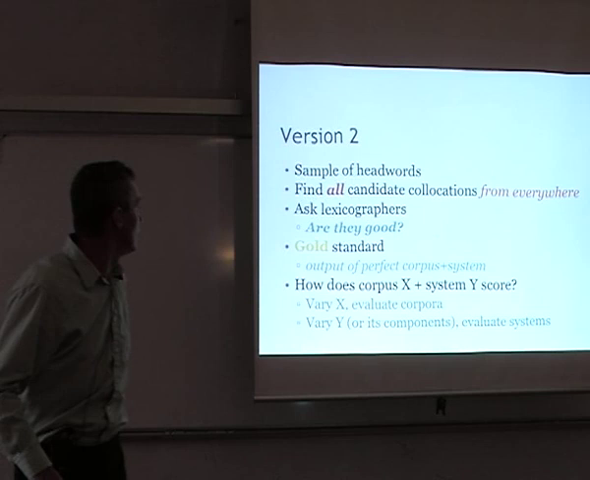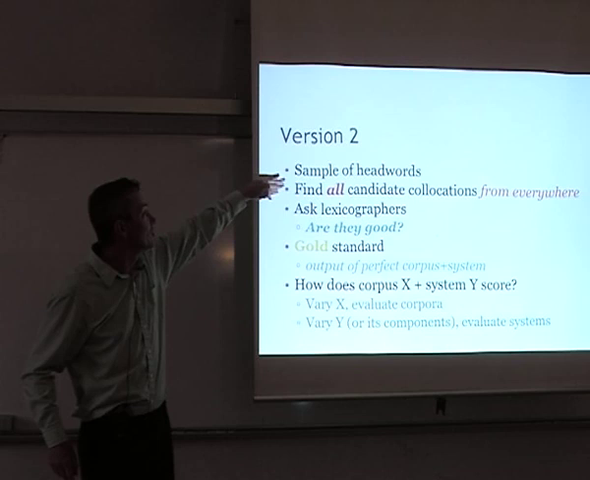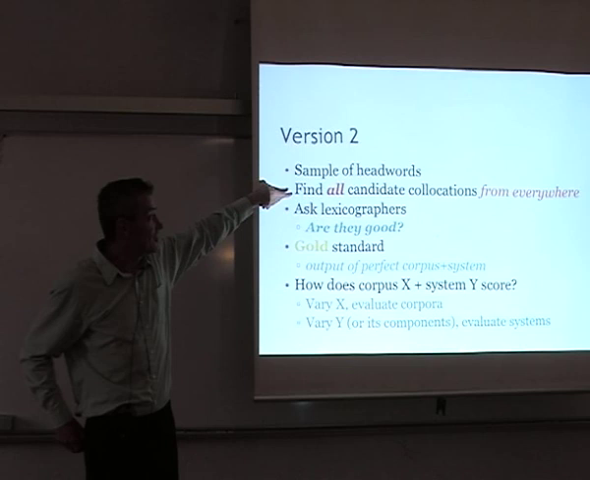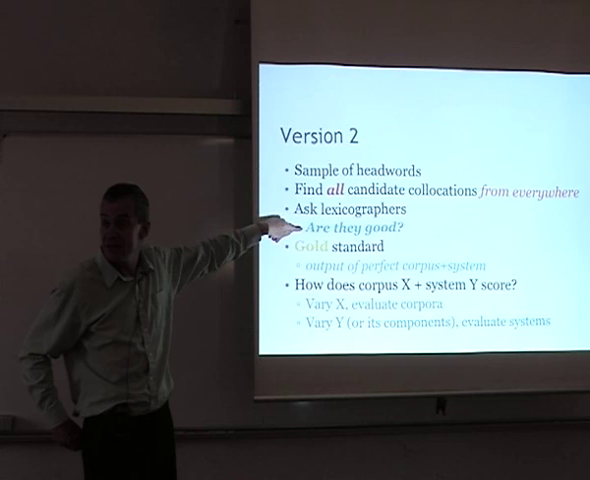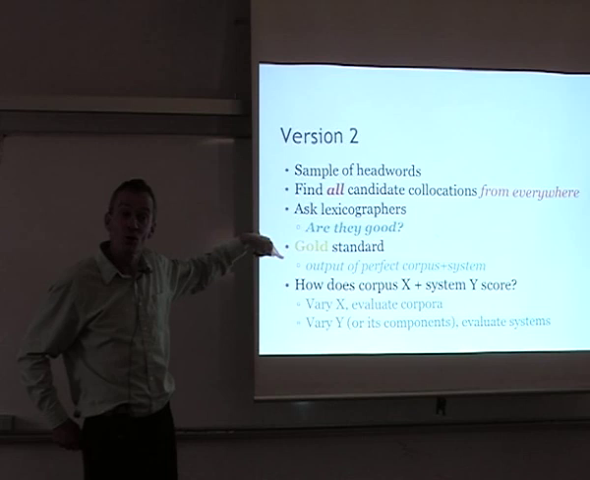So now we need to move on to it. That's really what I'm talking about now, that's the new work. Version 2 is going to be quite similar. Sample of headwords, we find all the candidate collocations from everywhere. So first we find all the candidates, and then we ask the lexicographers, are those candidates good? And then we've got the gold standard of all the collocations that we ought to have found for a headword.